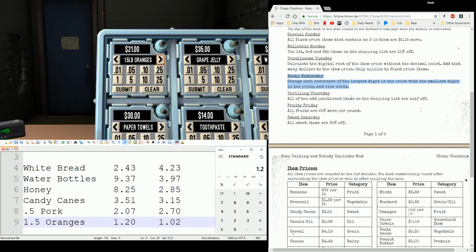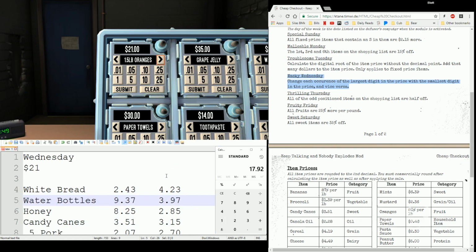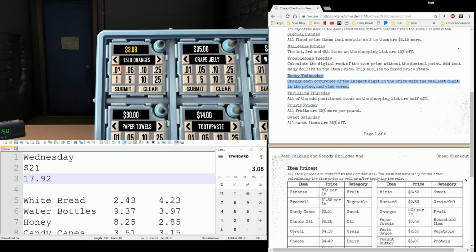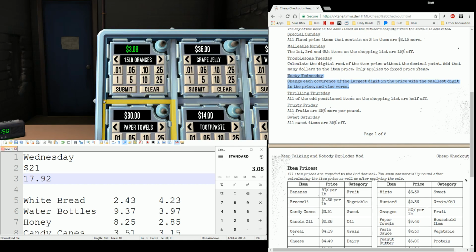Add it up. $4.23, $3.97, $8.85, $3.15, $2.70, $1.02. That gives me $17.92. The $21 actually does cover it this time. $3.08 is my difference. So we have that one complete.